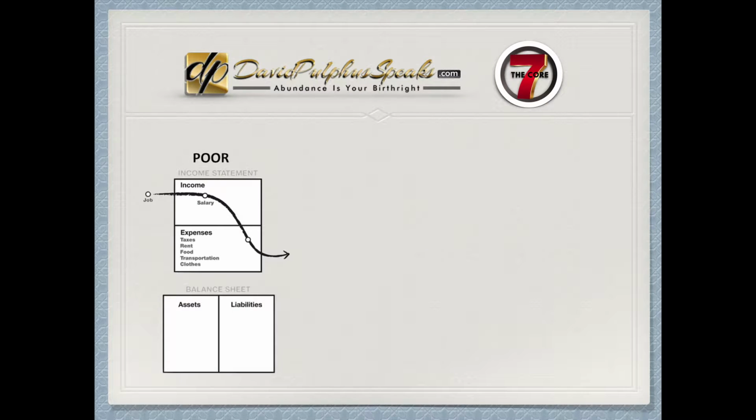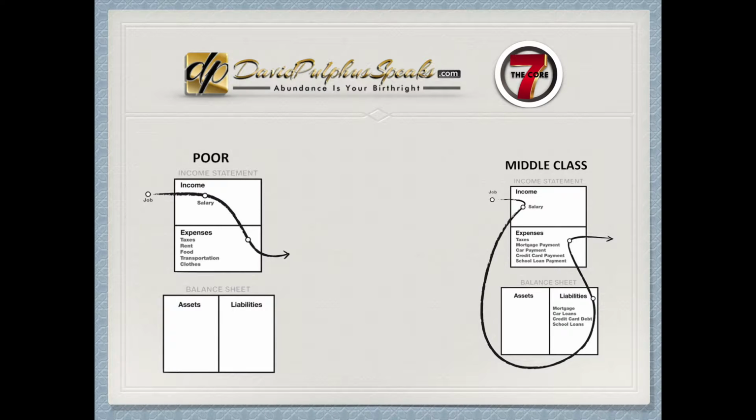Okay, now look, I want you to look at the poor income cash flow and the middle class cash flow. Listen, I'm sure by now you can identify which category you're in. You're either in the poor, middle class, or the rich. But I want to hone in on my friends that are in the poor or middle class. First of all, let's look at the poor. You have a job and you have a salary, so that's good. You're able to pay for your bills. You got your taxes, your rent, your food, transportation, clothes.